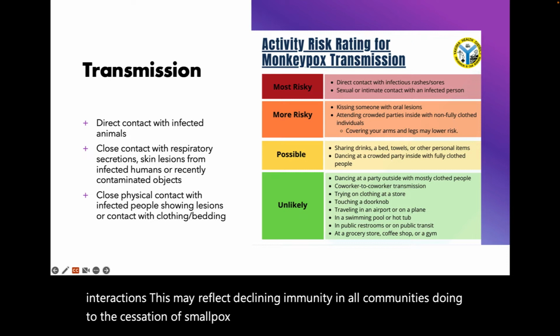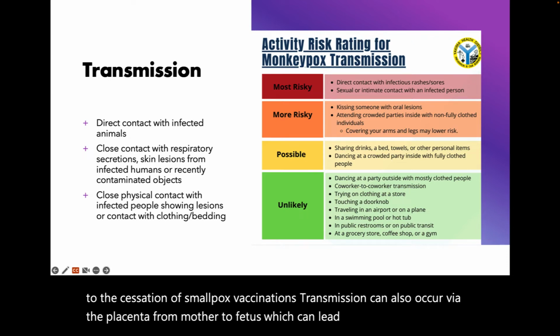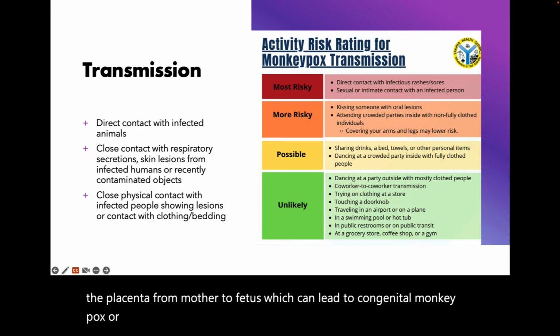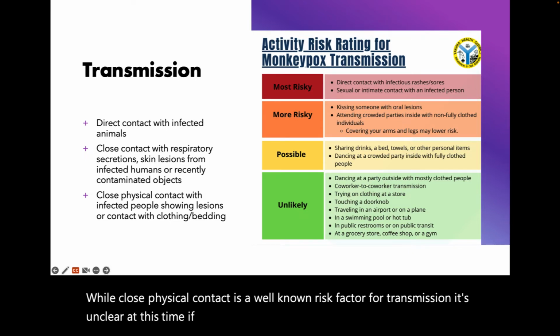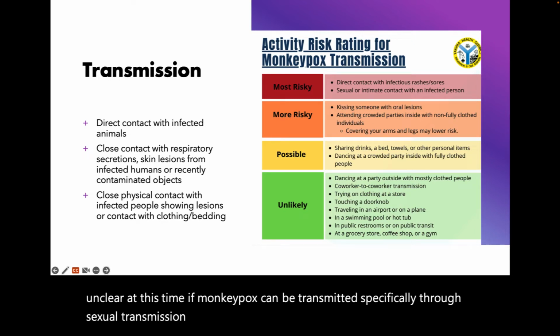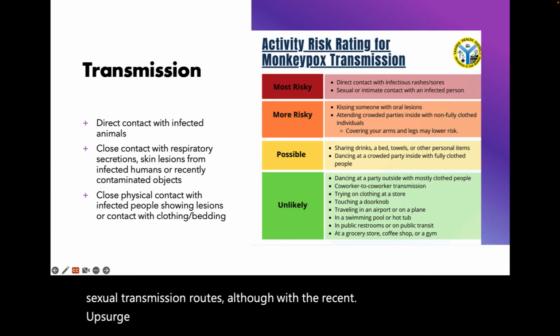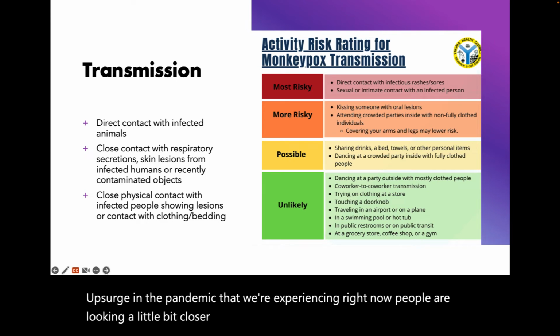Transmission can also occur via the placenta from mother to fetus, which can lead to congenital monkeypox, or during close contact during or after birth. While close physical contact is a well-known risk factor for transmission, it's unclear at this time if monkeypox can be transmitted specifically through sexual transmission routes. Although with the recent upsurge in the pandemic that we're experiencing right now, people are looking a little bit closer at that possibility, but skin-to-skin contact seems to be the main one.